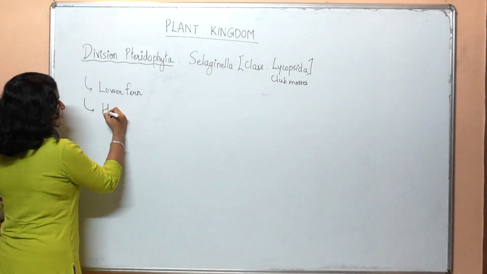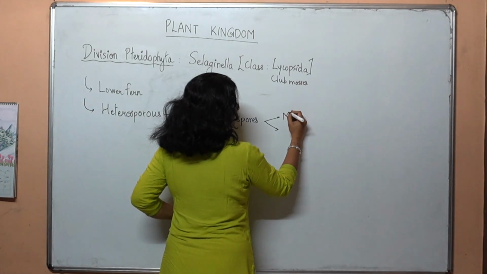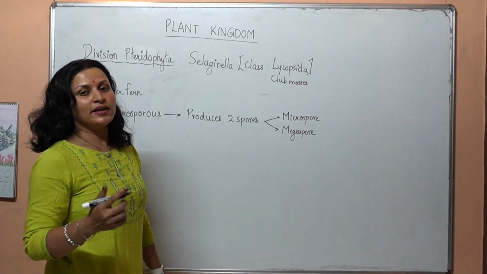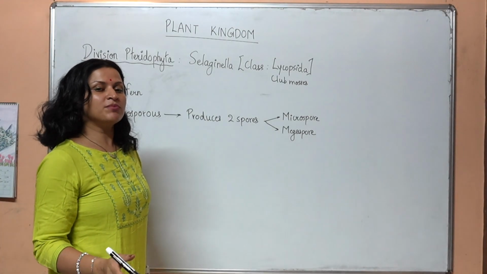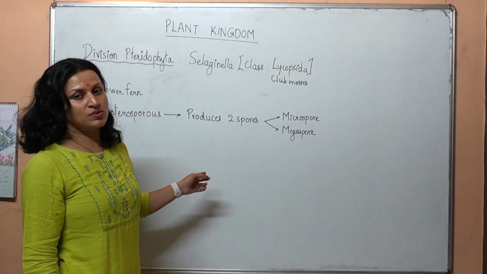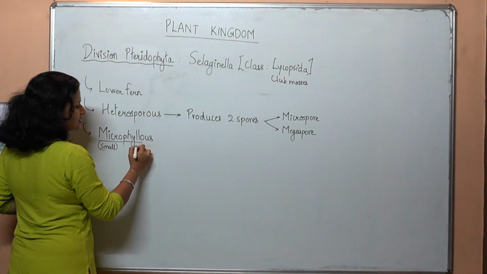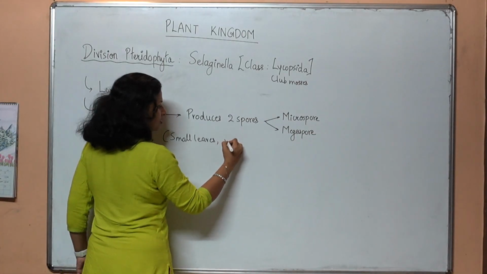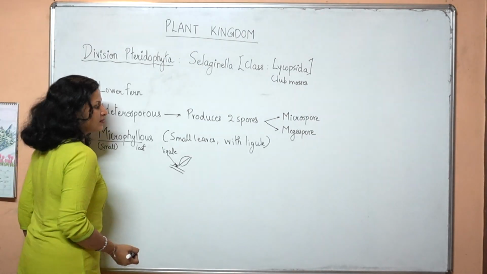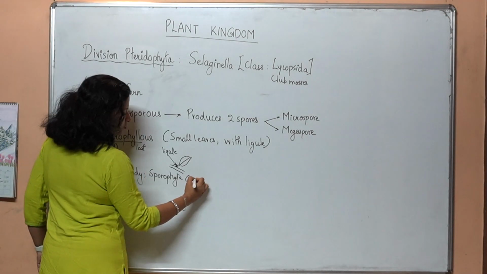Selaginella is heterosporous. That means it produces two types of spores, microspores and megaspores. This is unlike Dryopteris, which is a higher fern, but it produces only one type of spore. Dryopteris is homosporous, Selaginella is heterosporous. It has microphylls. Micro means small, phyl means leaf. Small leaves with ligule. Ligule is a leaf-like structure at the base, a feature of Selaginella. Main plant body is sporophyte, which will be 2N.